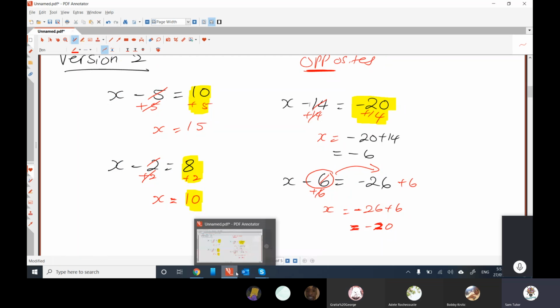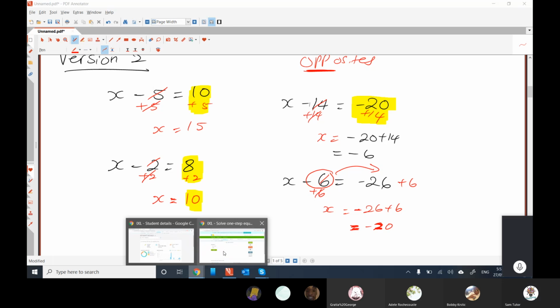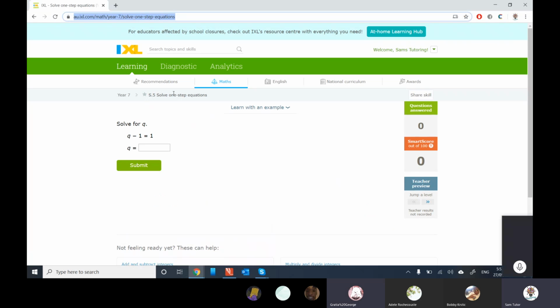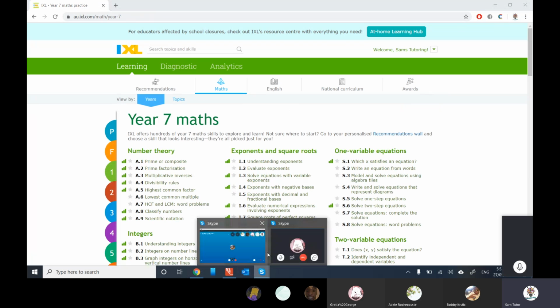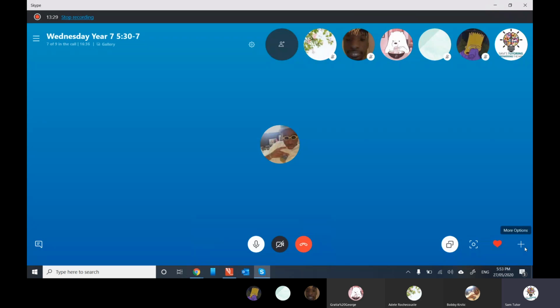Where are we? So I just want to see something. If we can get equations that are one-stepped, actually we'll stop recording there firstly. We don't need to have all this recorded.